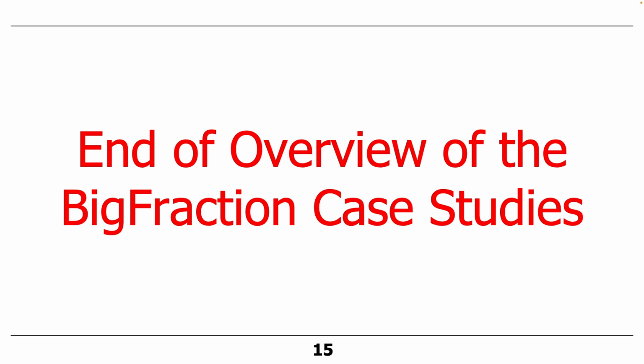So that's the end of the overview of the BigFraction case studies. You'll get used to seeing BigFraction examples. There's lots of other examples we could do too, but I found these were useful because reducing big fractions can take a while, so it helps to run them in a background thread if you can possibly do that. And we'll look at a bunch of different ways to do that with Project Reactor.